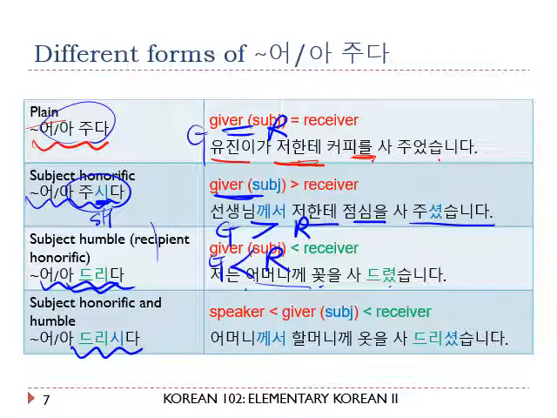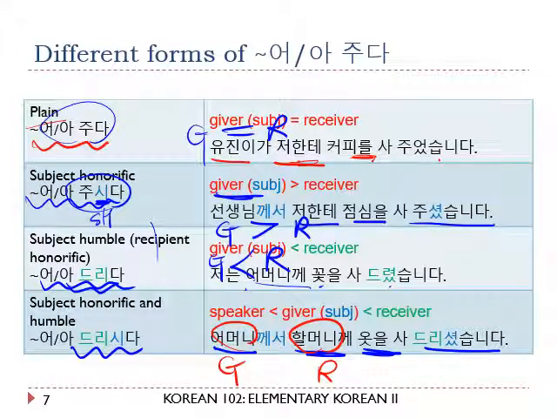Look at the example first. 어머니께서 할머니께 옷을 사드리셨습니다. The sentence means mother, the subject, bought clothes for my grandmother. Here note that 어머니 is the giver and 할머니 is the recipient. And in terms of social hierarchy, 할머니 is higher because 할머니 must be older than 어머니. Makes sense? So the 드리다 form is used as in the third case.